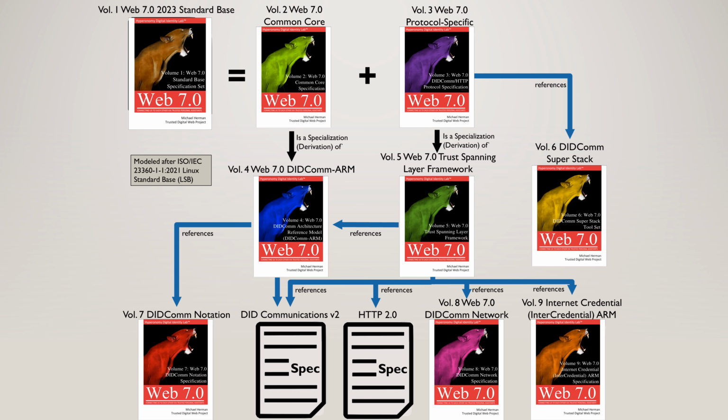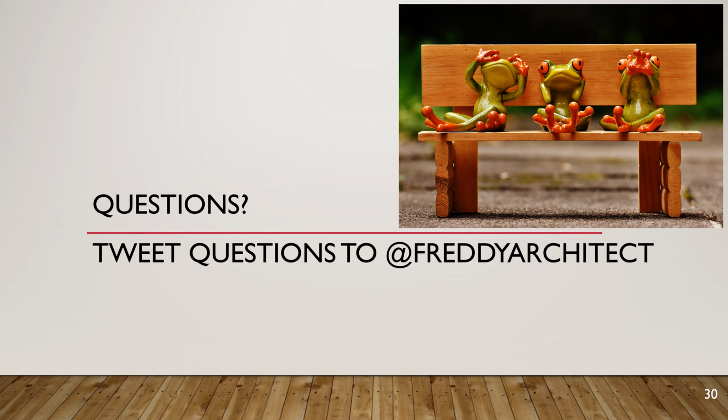In yellow or gold on the far right-hand side, we need tools to enable developers to build trusted digital agents. So there is the DIDComm Superstack, which is a set of tools, not the only set of tools, but the primary set of tools that can be used and have been tested and proven to work together for rapidly creating Web 7.0 DIDComm agents.